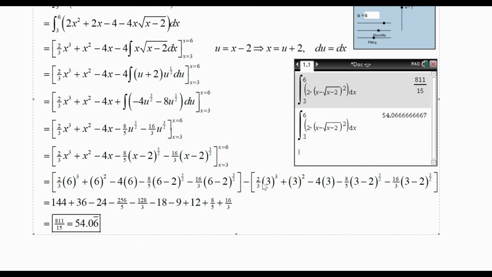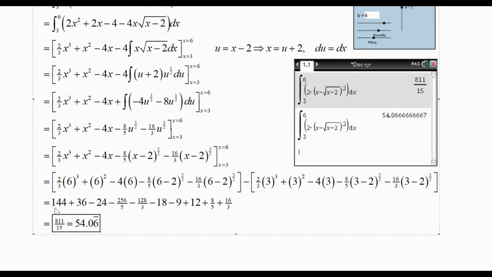We're going to distribute the minus here. 3 cubed is, well, one of the 3's cancels here. So you've got 3 squared is 9 times 2 is 18, and it's negative because of that. 3 squared is 9, but now that negative makes it negative. That's -12, but that negative makes it +12. 3 minus 2 is 1. 1 to any power is 1. So here we just have the -8 fifths, and that negative makes it +8 fifths. Similarly, that's 1. So we're going to have +16 thirds there.